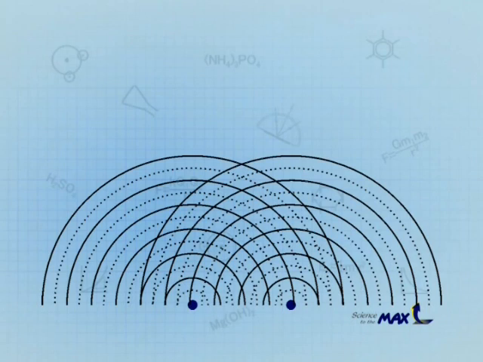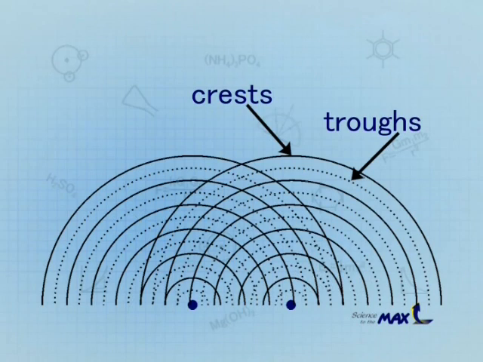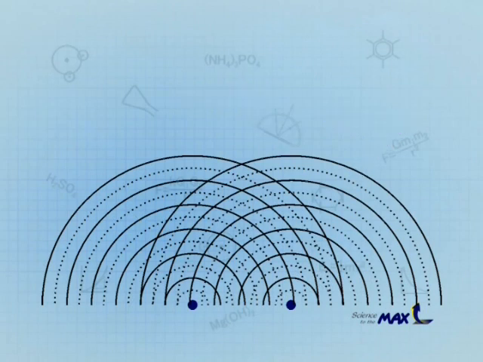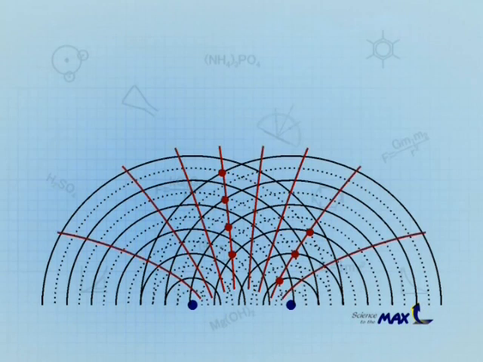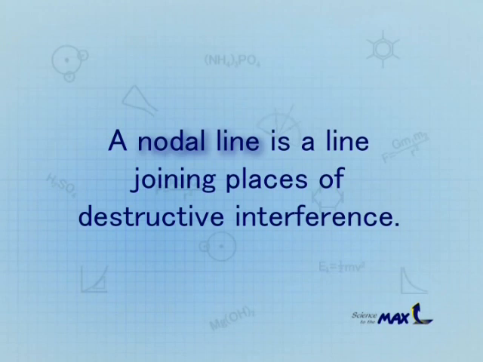We can explain this by looking at the diagram. The solid lines are the crests and the dotted lines are the troughs. You see where a dotted line meets a solid line? That is a crest meeting a trough. If we draw in a few of these points, you will see that they line up into rows. These rows of destructive interference are called nodal lines. A nodal line is a line joining places of destructive interference.